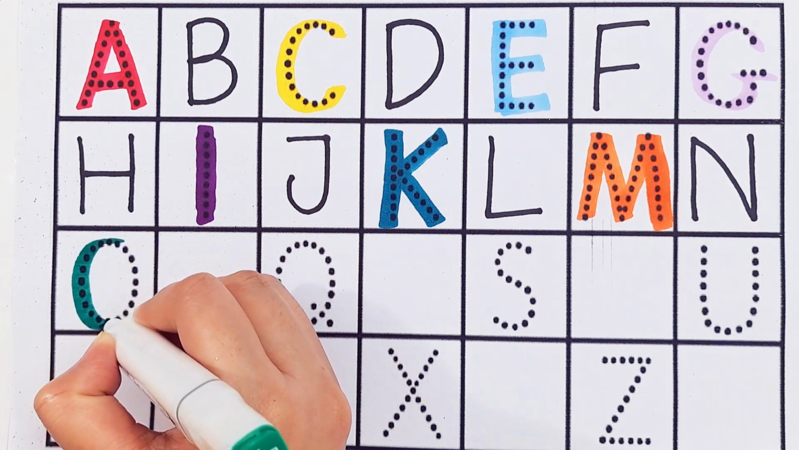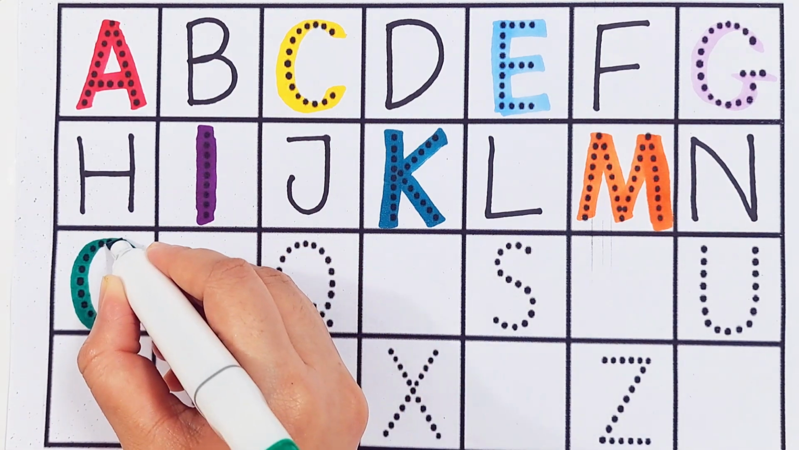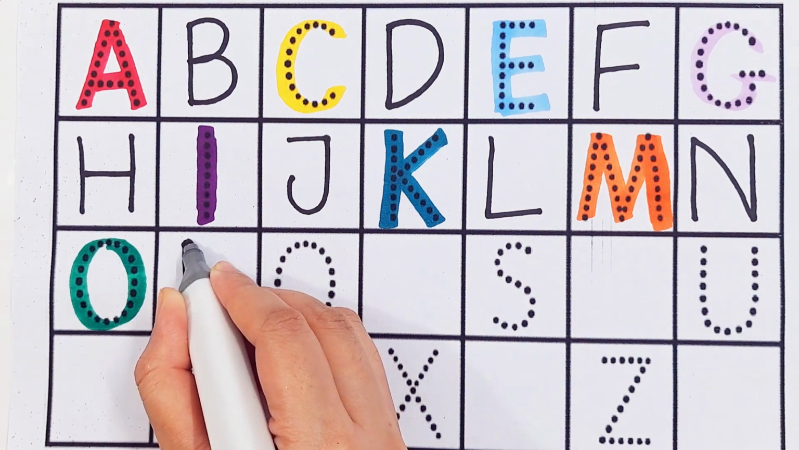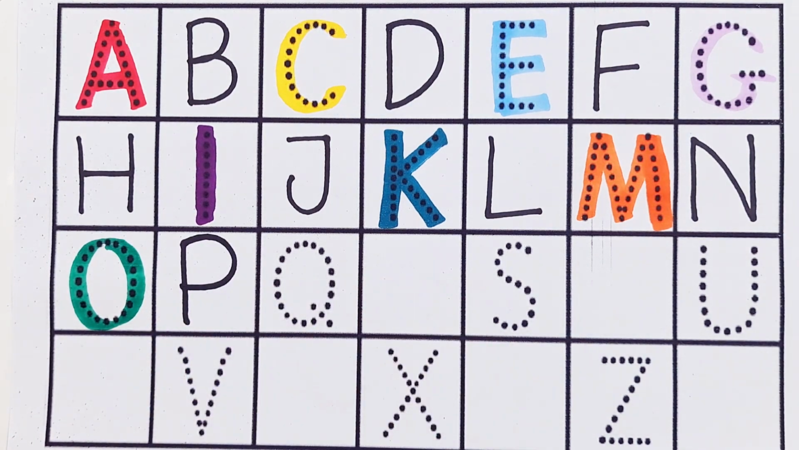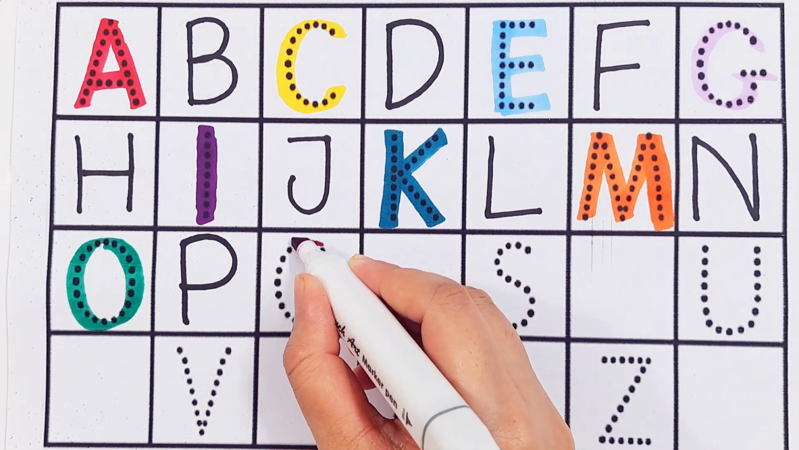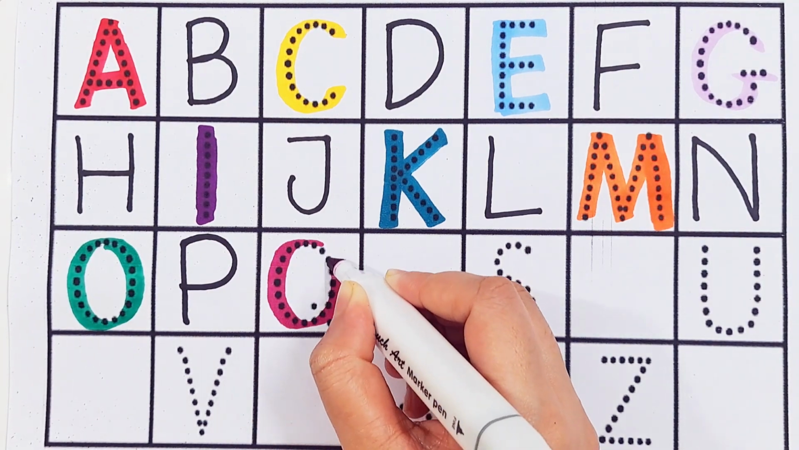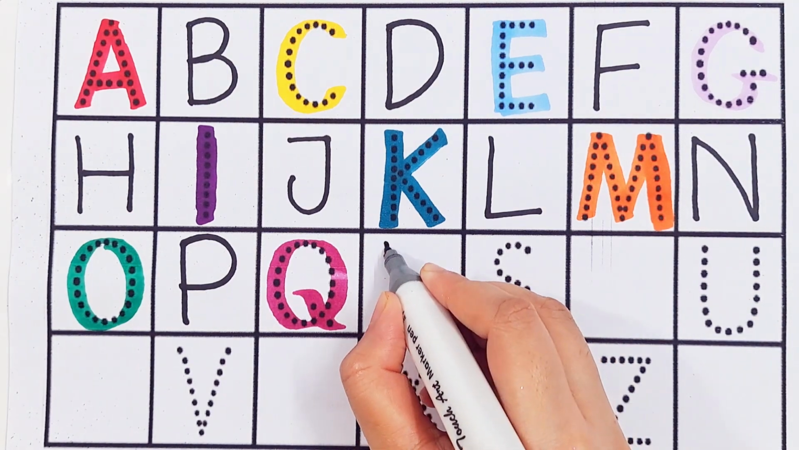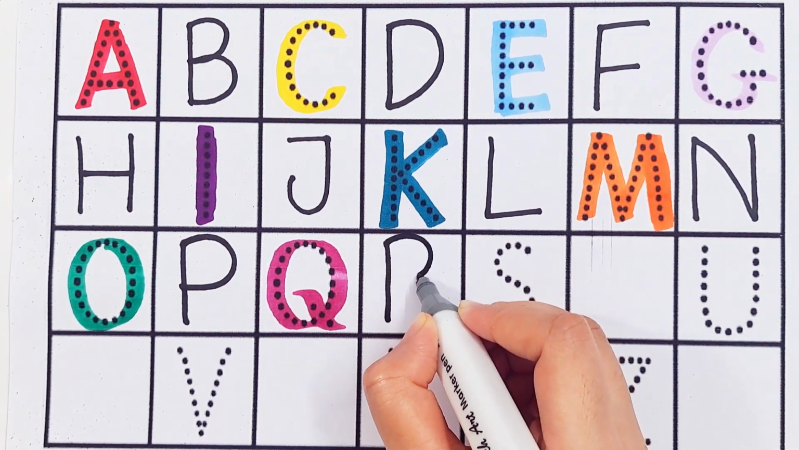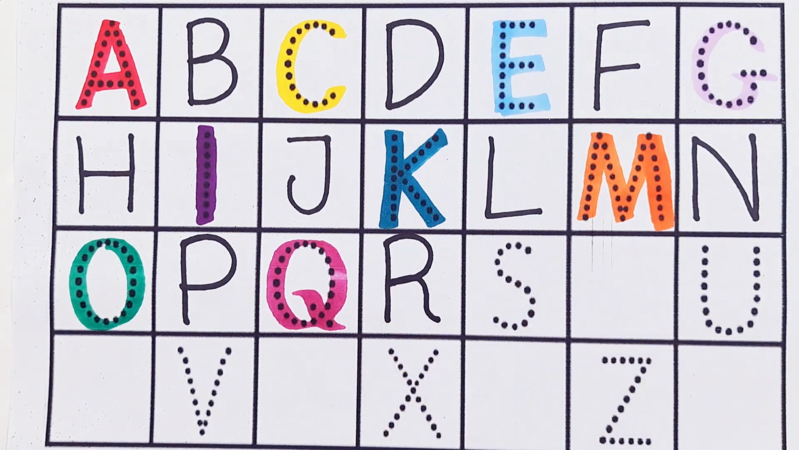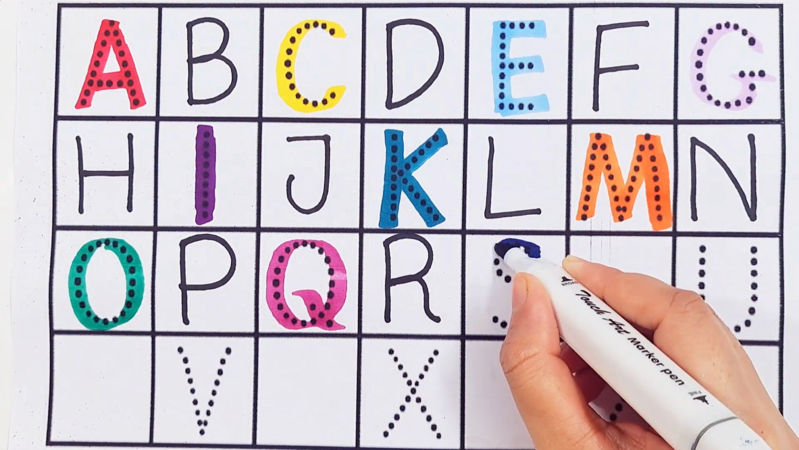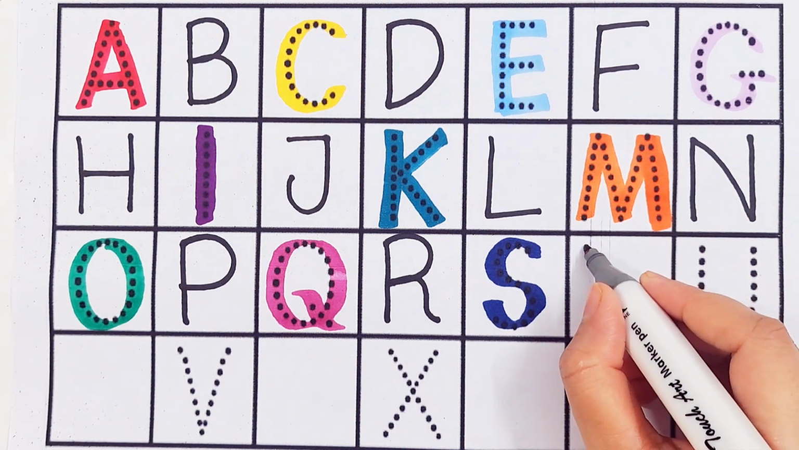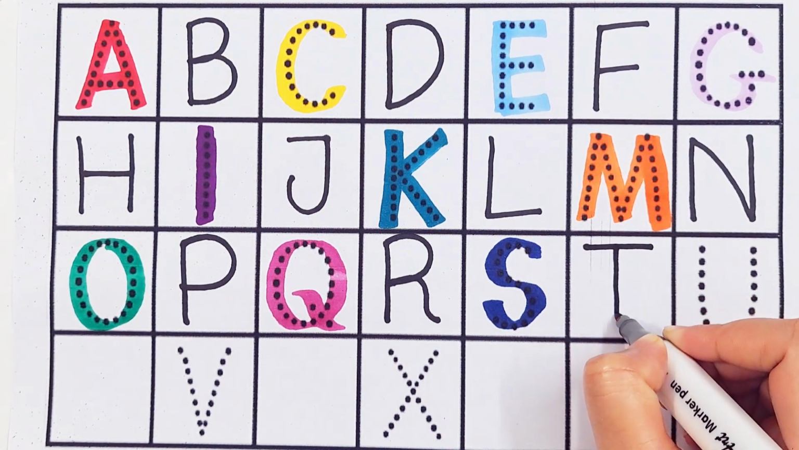O for olive. P for pencil. Q for quilt. R for ring. S for strawberry. T for tulip.